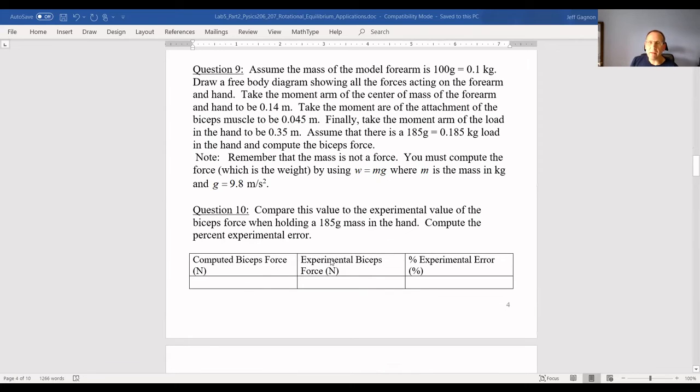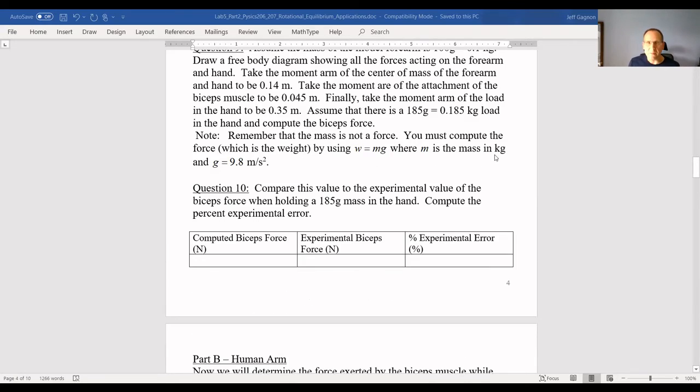And then I want you to compare these two by computing the usual percent experimental error, and make sure you show me that calculation, right? The percent error calculation. Think of the computed as being the accepted one. So when you compute the error, remember, it's the absolute value of the difference divided by the accepted. So just divide by the computed times 100.